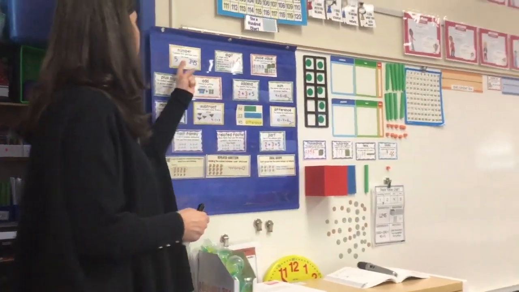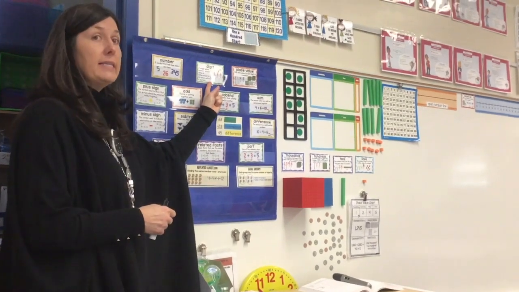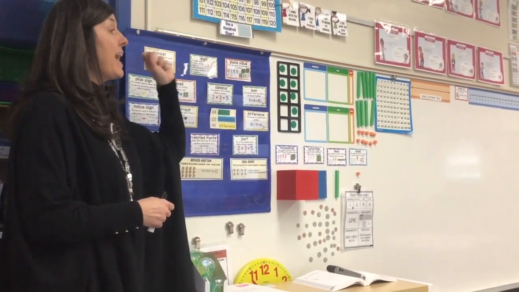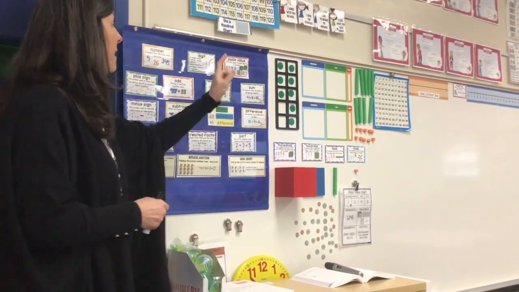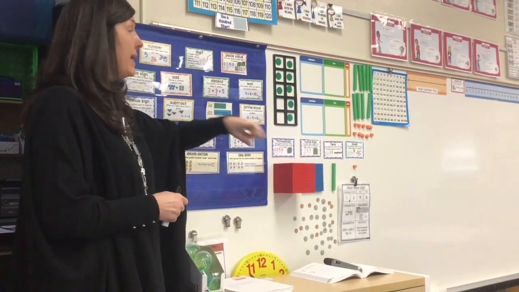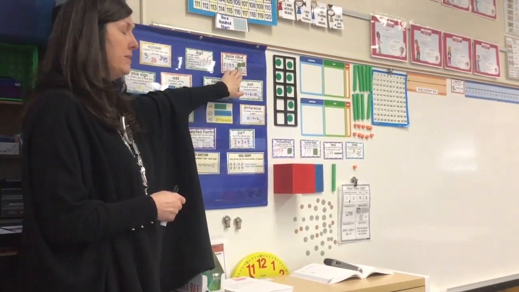Okay, ready? Numbers are made up of digits. Every digit has a value. Every value has a place. We call that place value.